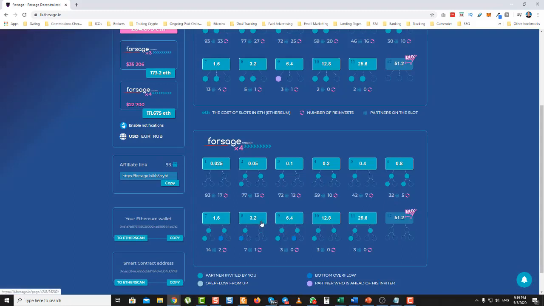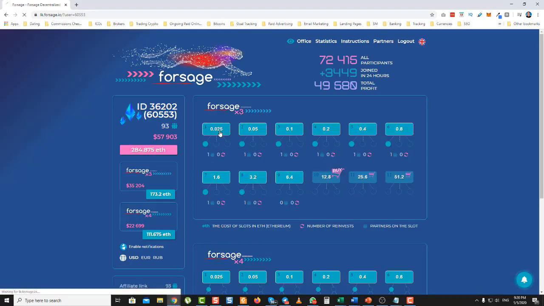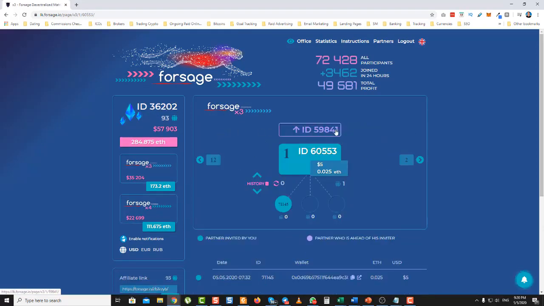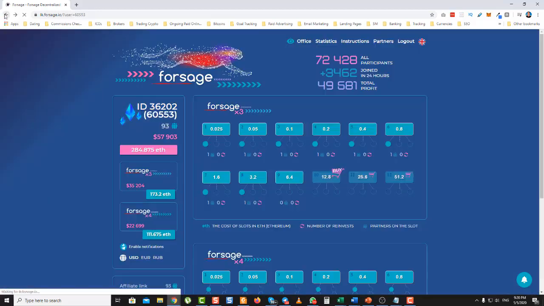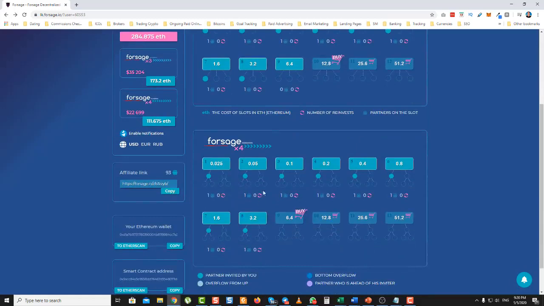So you can see right here, this account also has some spillover here. So this is spillover because it is not tied directly to 36202, okay? This guy is 6553. If you follow the trail, 6553 has been brought by 59841, okay? But for the matrix, it didn't fall in his matrix, okay?